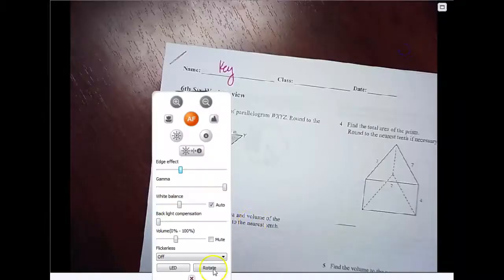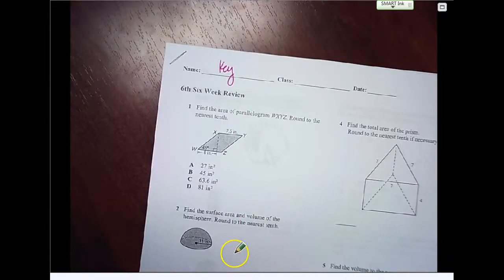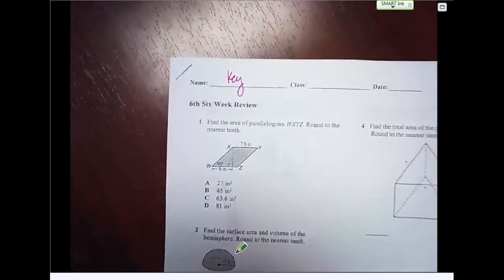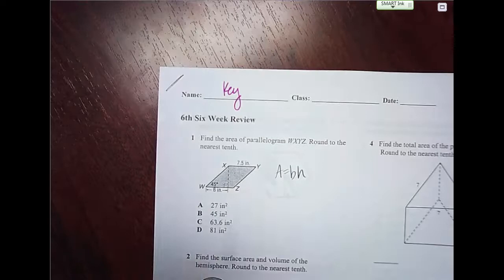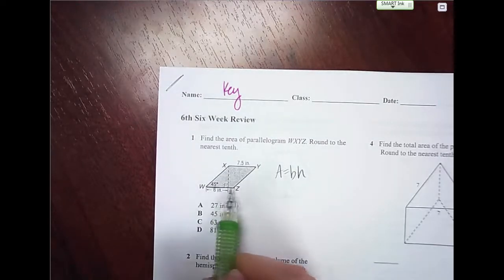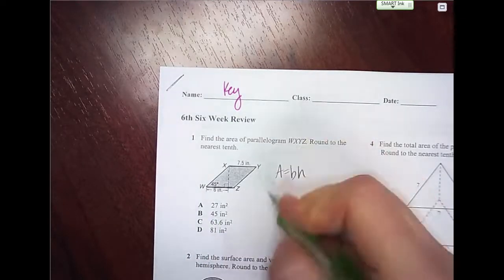All right, 6 weeks test review. Number 1, find the area of a parallelogram. So parallelogram area is base times height. So the base is the whole piece right here, which, make sure you notice up here, is 7.5.